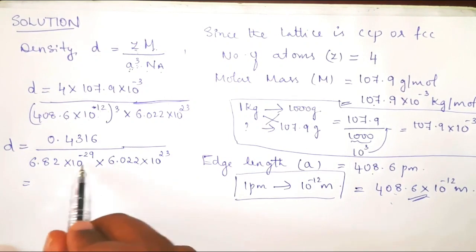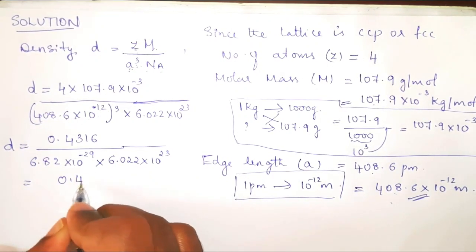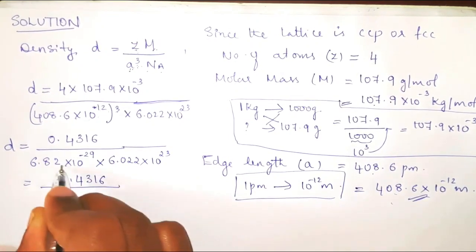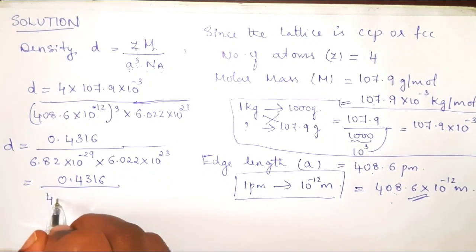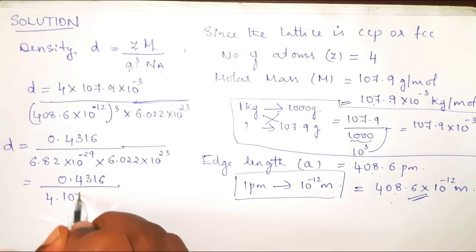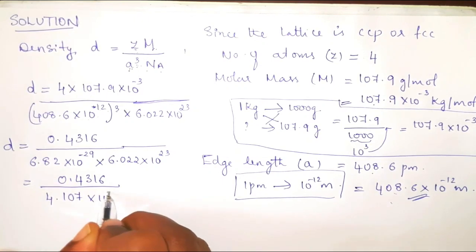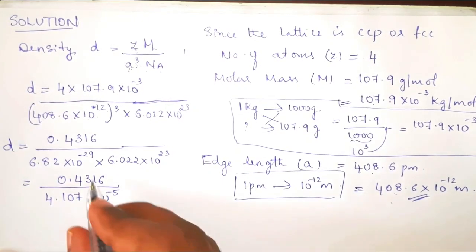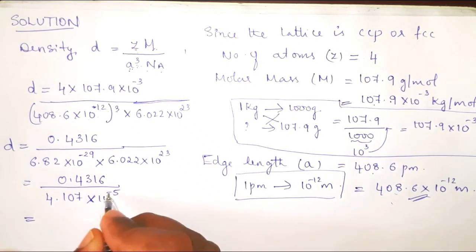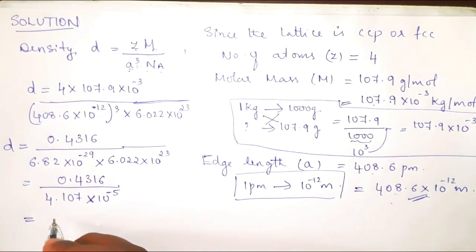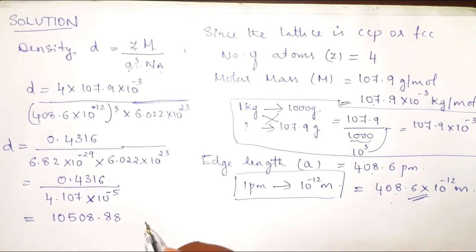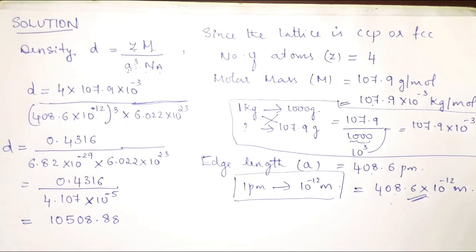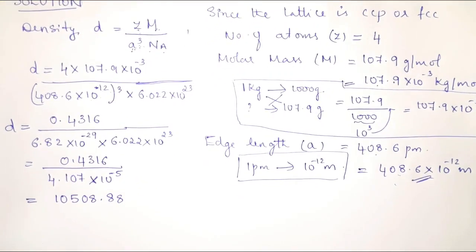Now this part, you can multiply by 0.4316. Multiply these two, and you will get the answer as 4.107 into 10 to the power minus 5. Now if you divide these two values, you will get the answer as 10508.88.